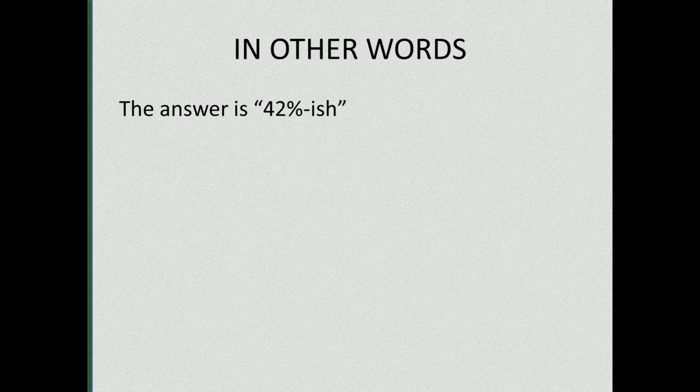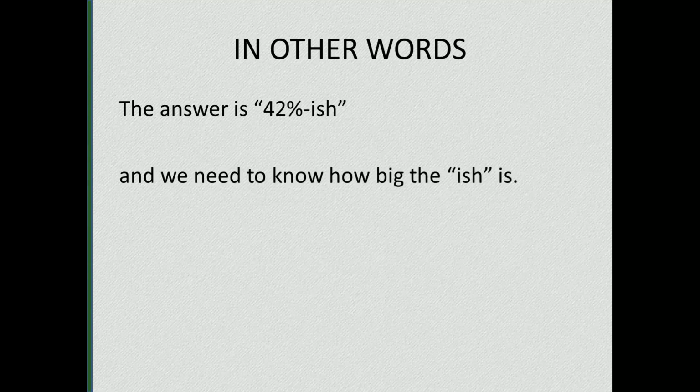In other words, the answer is 42%-ish. And we just need to know how big the ish is. That's the basic idea behind a confidence interval. We get a guess as to what the right answer is from our data, but also give a plus or minus, some windage associated with that, to let us know how accurate we are likely to be with our guess.